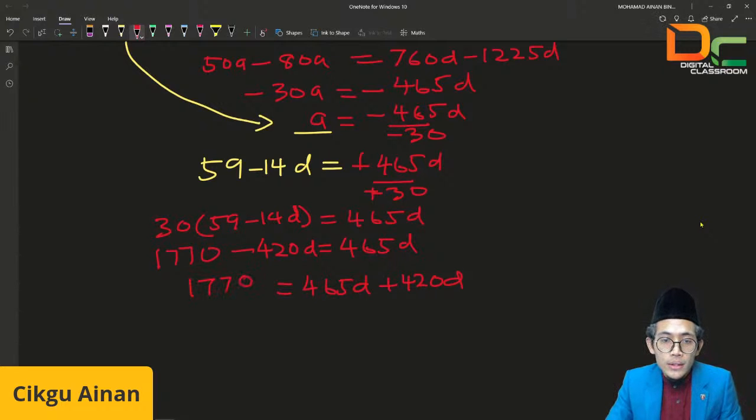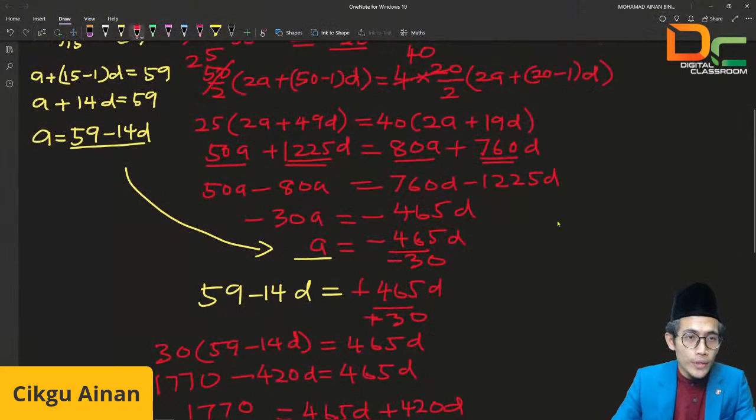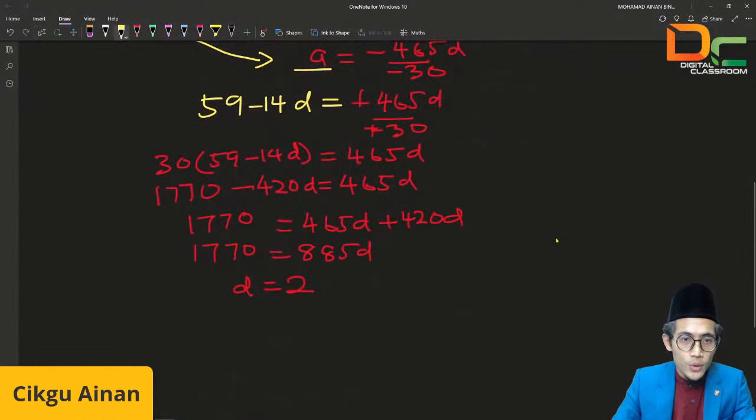This one is 885D, 1770. Therefore D is 2. Now how to get the value of A? Simple. We already expressed A with respect to D over here. So A equals 59 minus 14D. Where to get D?